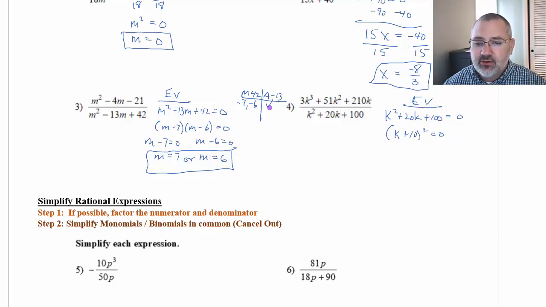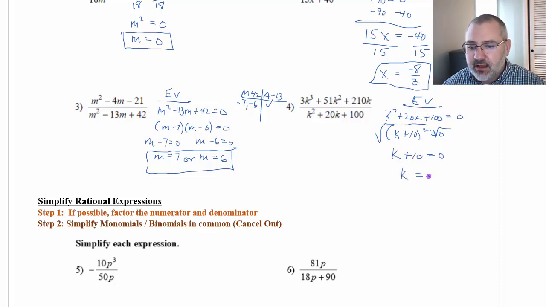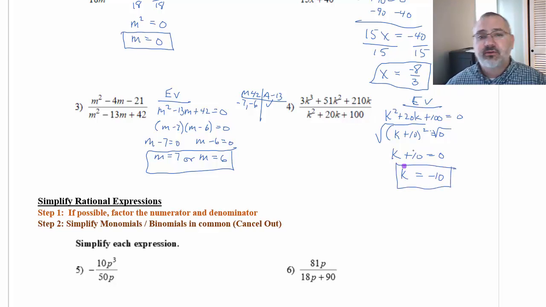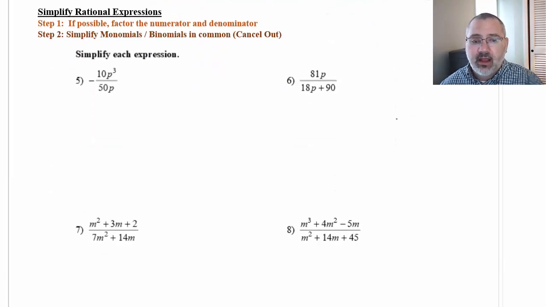If you wanted to use the other strategy of factoring, that would work also. So we take the square root of both sides, and we get k plus 10 equals 0. Subtract 10 from both sides, and k equals negative 10. And those are how we find our excluded values. Again, set your denominator equal to 0, and then go ahead and solve the resulting equation. Now, how do we handle it if we want to simplify rational expressions?